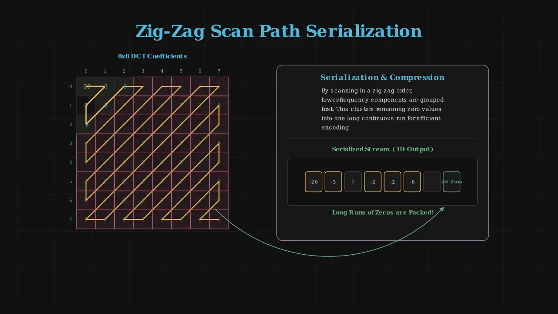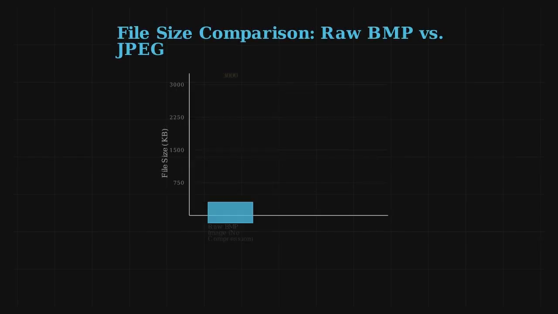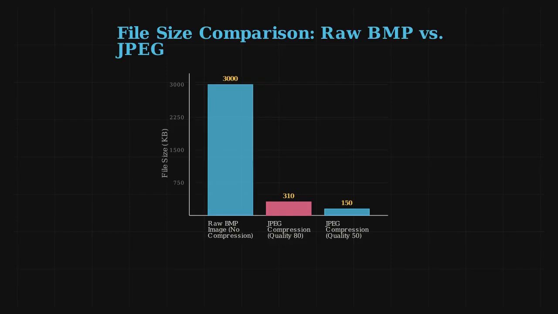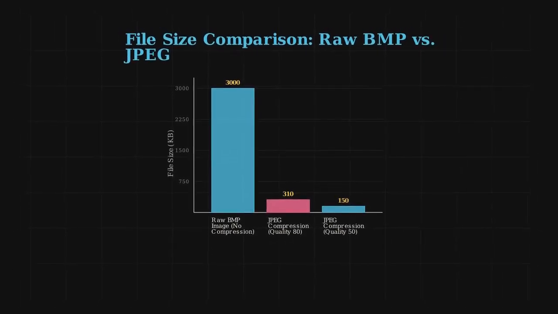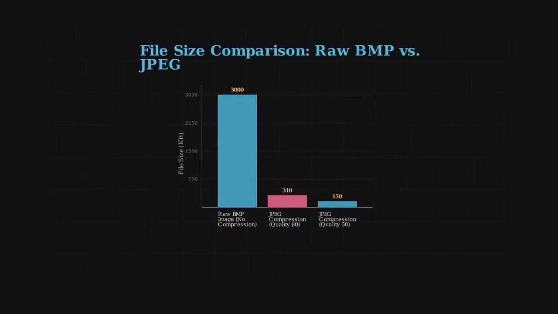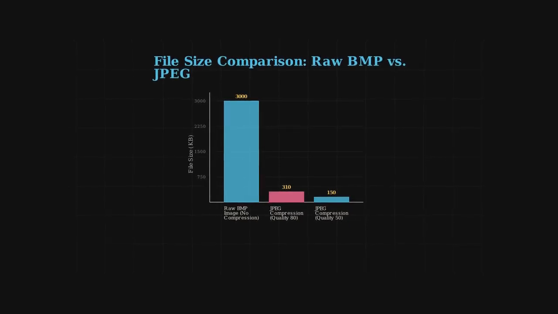high compression. By exploiting the limits of human biology and the beautiful properties of the discrete cosine transform, JPEG shrinks images by 90% with virtually no visible degradation. The next time you load a page, remember, you are not looking at a photograph, but a highly optimized mathematical trick.